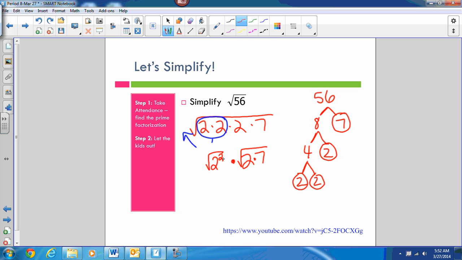Square root of 2 squared, you should see that the square root and the square cancel each other out, and that leaves you with just 2, right? Or if you need to see it this way, it's really the square root of 4. What's the square root of 4? It's equal to 2. But that still leaves the 2 and 7 in here.